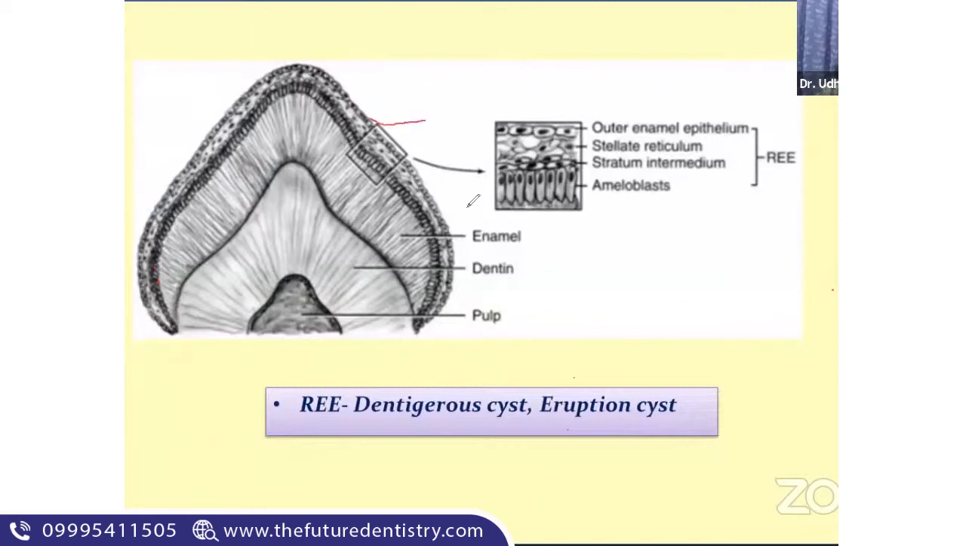This epithelium will get pushed open here and you'll get an accumulation of fluid here. That is why a dentigerous cyst is always associated with an impacted tooth and a large follicle. Now you're able to correlate this.